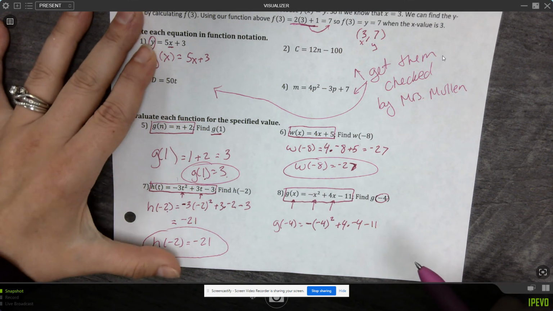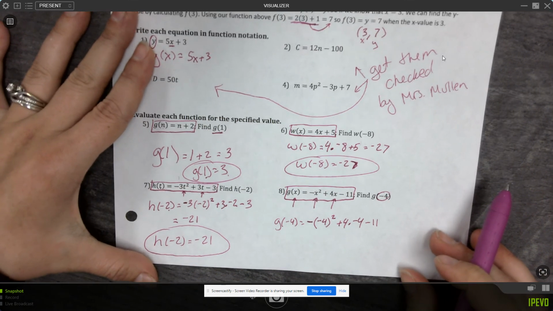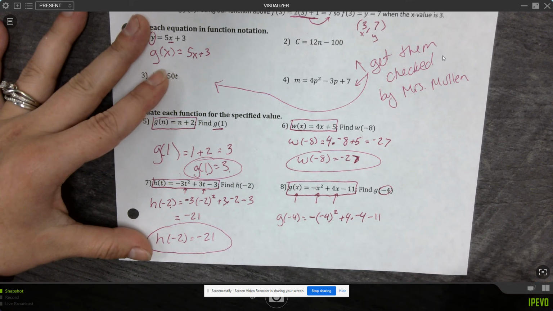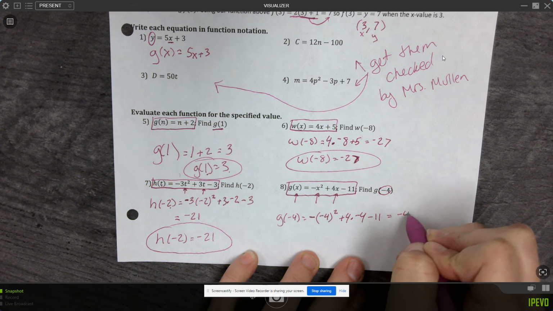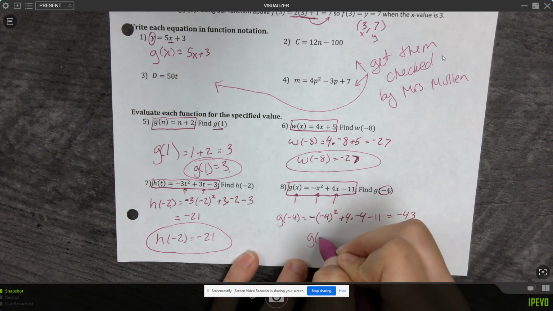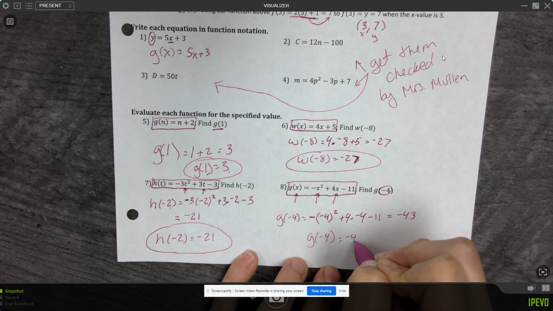Once again, pause the video. Go type this in Desmos to make sure you know how to type it in correctly. Take the time to do that, because if you get it wrong, you want to know what you typed into Desmos wrong, how to fix your mistake. Once you have typed it into Desmos, you should have gotten -43. So g of -4 equals -43.